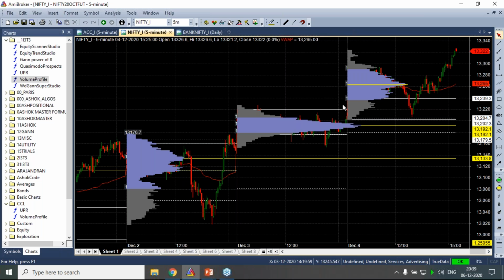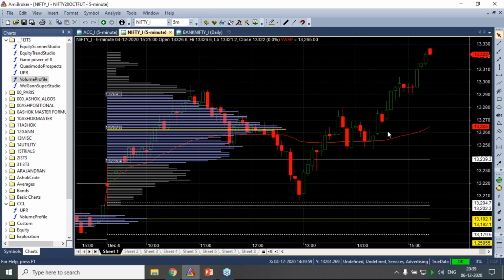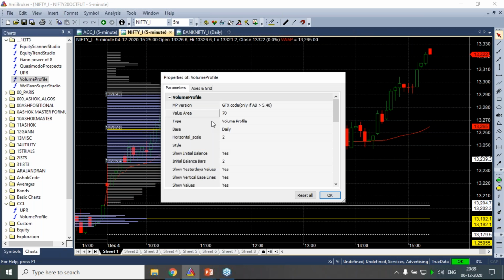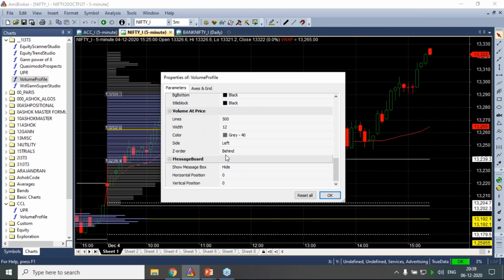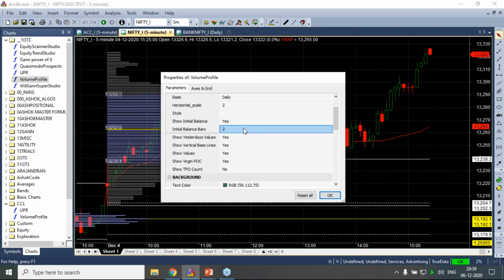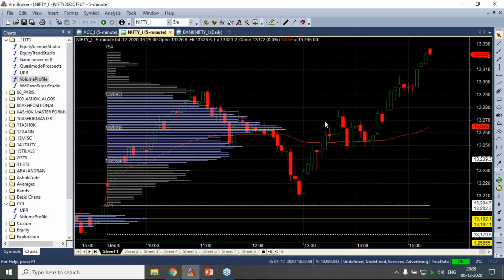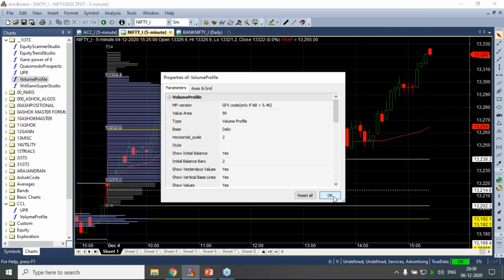These are the significant points in volume profile. Now look at this. For example, this is a daily chart of Nifty 5-minute chart, it's a volume profile. The base is daily. Initial balance, yes, show it. Okay, and also show the count. Now, by looking at this, let me change the 70% to 90%. Can you make out?